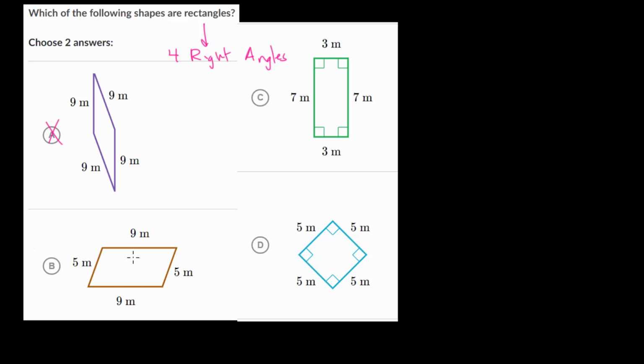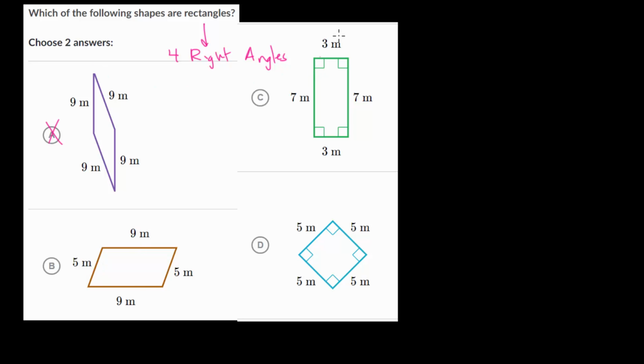This shape right here is not a rectangle either, since this is obtuse. This one is acute. So we don't have four right angles. It does, however, look like a parallelogram, though we're not explicitly told that. If we were given these arrows and told that it has two sets of parallel lines where the opposite sides are parallel, then we could conclude this is a parallelogram. But since we weren't told that, we don't want to make that assumption.